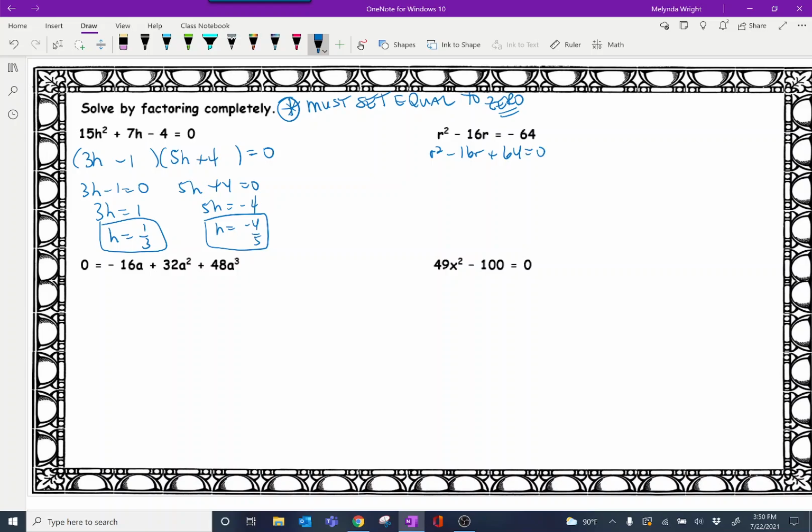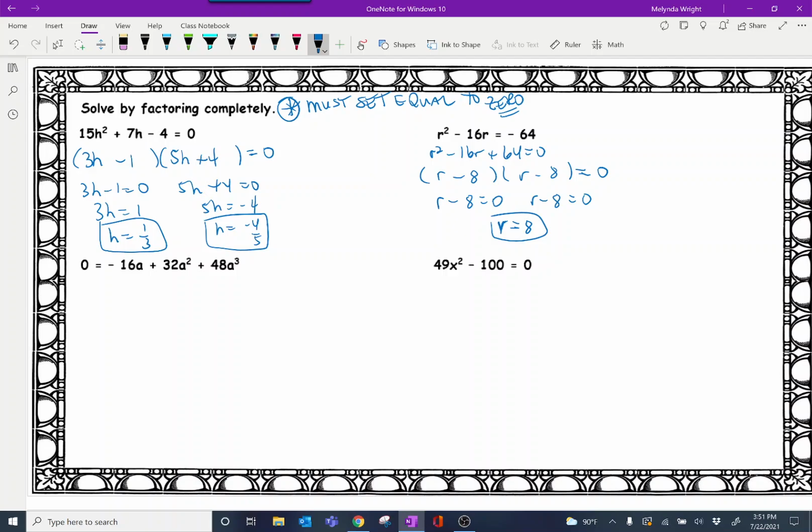Now we have, again, 3 terms, no GCF. We're going to factor like FOIL. And again, I have already factored this one. It's r minus 8, r minus 8. So we have that theorem that tells us that if we have 2 things multiplying to get 0, we can set each one equal to 0. One of them has to be 0, right? So we have r minus 8 is 0, or r minus 8 is 0. Interesting, that's the same thing, right? So we have r equals 8. Now we have r equals 8 twice. We don't have to write it twice, but we do have it twice. This is one of those examples of one solution.